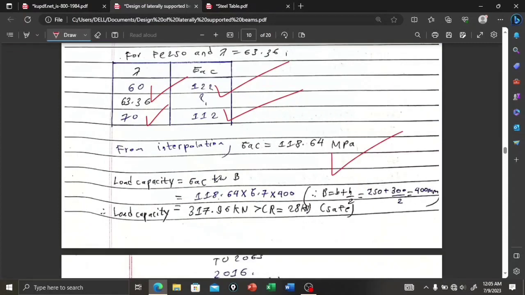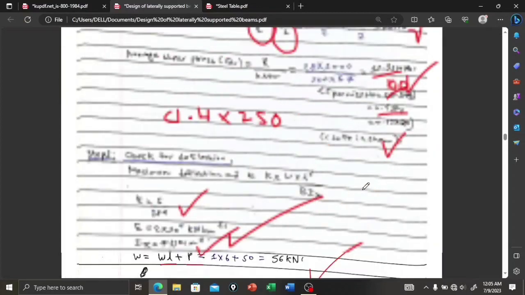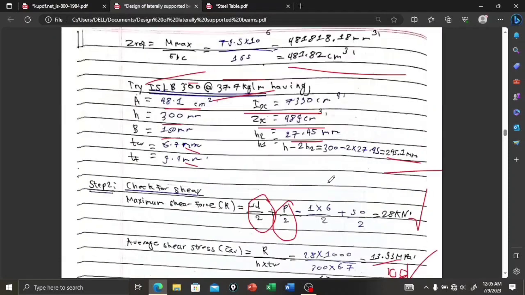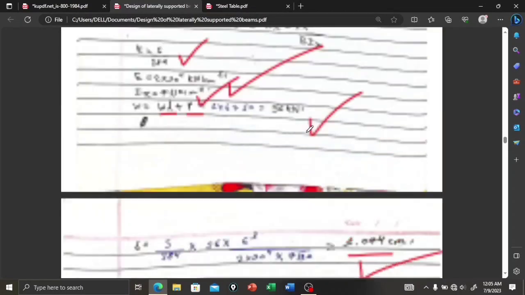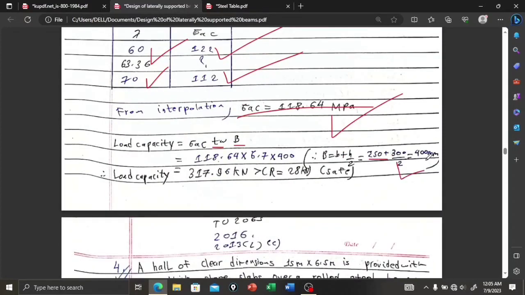Load carrying capacity is sigma AC into TW into B. So B is the bearing width plus the section depth divided by 2, that is 350 plus 150, 400. So load capacity is 370.96, which is greater than the load, so safe.